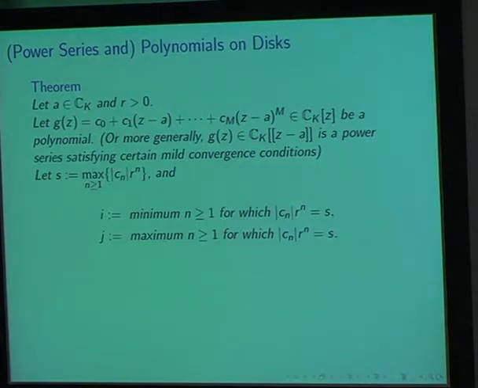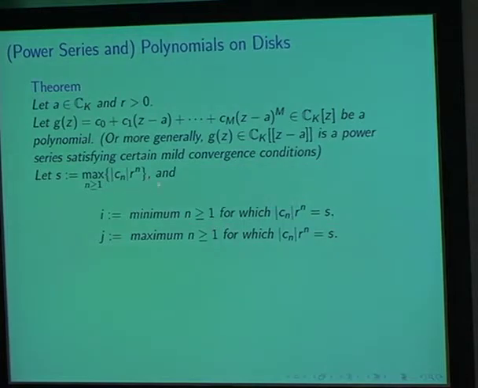So that's some real number, and if the polynomial is non-constant, then that's a positive real number. By the way, please note, this is the maximum over n bigger or equal to 1, so I'm ignoring the constant term. And I set I to be the minimum integer for which that maximum is attained.